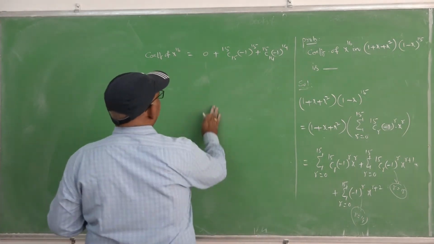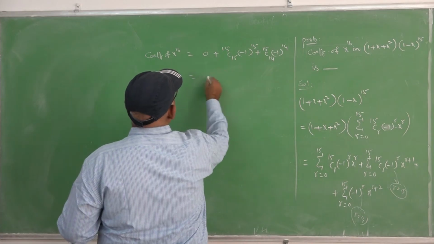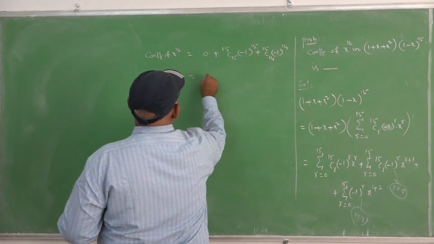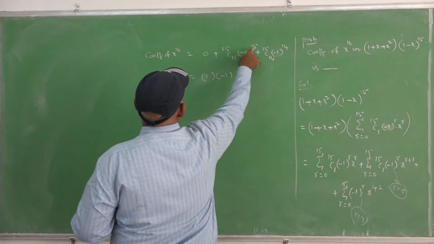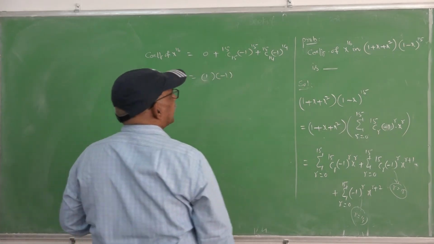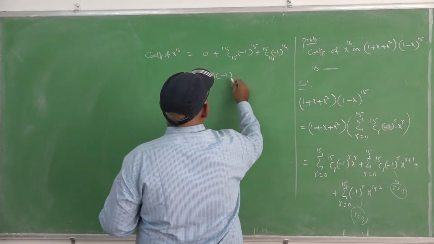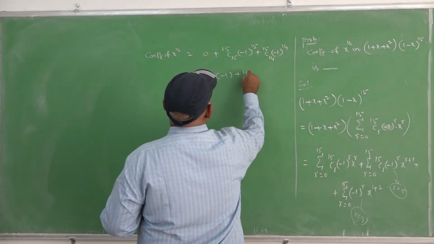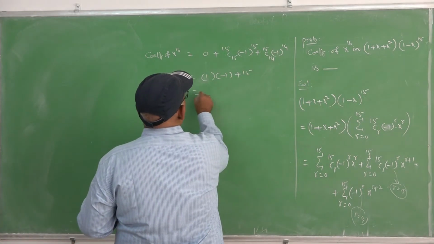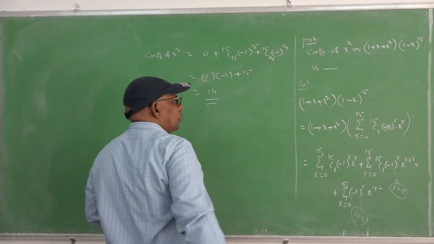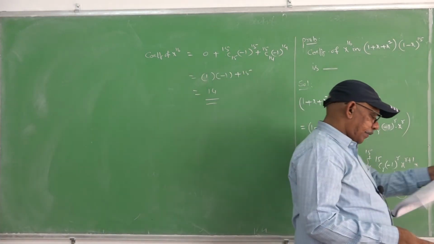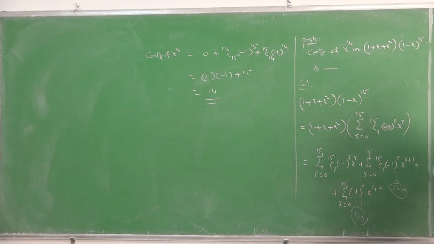The required coefficient is nothing but 15 C 15, which is 1, into minus 1 whole power 15. Odd power gives us minus 1, so 1 into minus 1 is minus 1. Here even power gives us 1. So 15 C 14, that is 15 C 1, is 15 itself. So hence the required coefficient is 14 itself. The required coefficient is 14. Like that we can find the required coefficient in the given expansion.